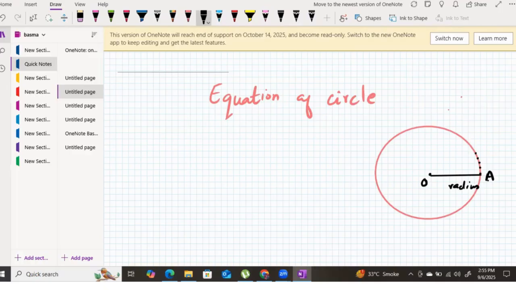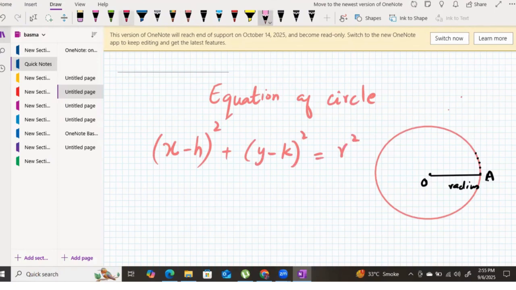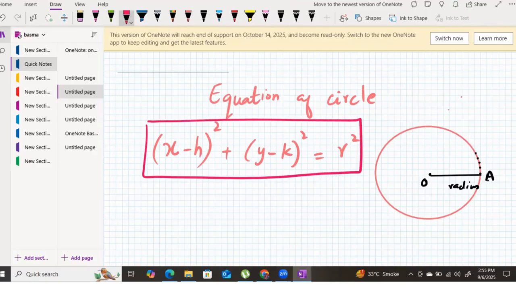Okay, so let's write the general equation of a circle first, which is going to be (x minus h) whole squared plus (y minus k) whole squared equals r squared. So here is the general equation for a circle. What are h and k in here? h and k are the center.